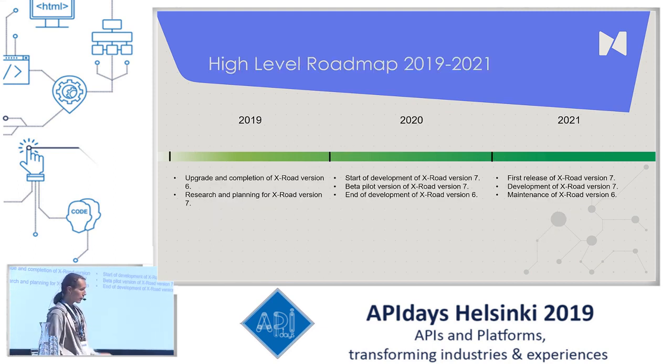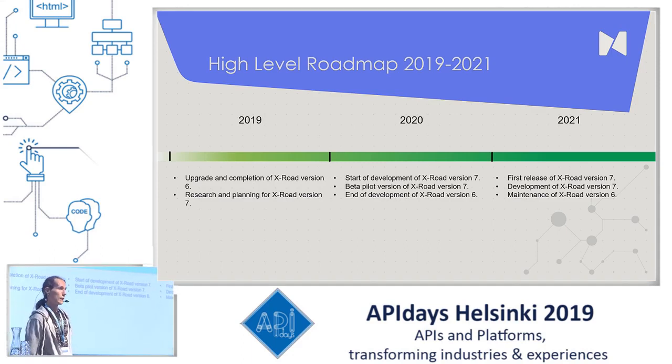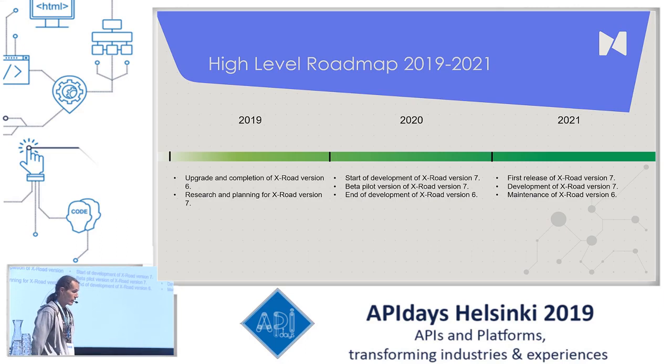And then we have some bigger plans for the next years. In the beginning of this year, we have already started design and planning of the next version of X-Road, X-Road 7. And the implementation should start in the beginning of next year. And the aim is to get the first minimum lovable product or a pilot version during the next year, and the first production version in 2021. And this year, we are doing some background research and planning regarding the new version.